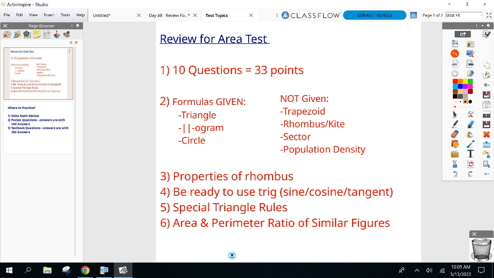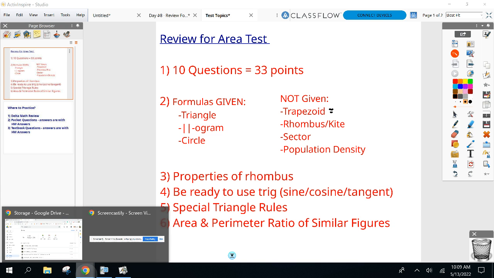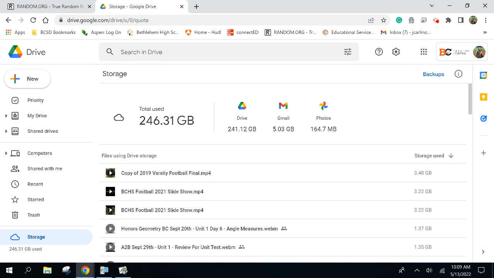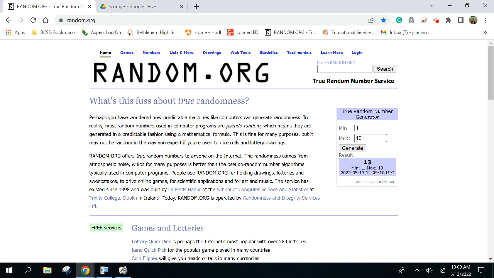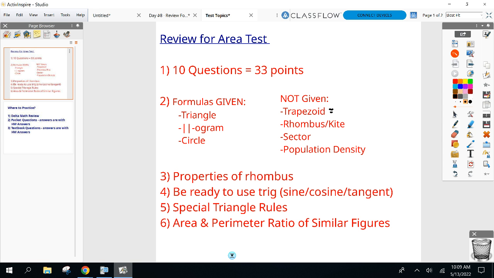There are 4 that are not on the sheet that I want to go over with you right now that will be on the test Monday. First one, trapezoid. All right, trapezoid. Let's start that one here. Number 13, trapezoid formula. Half of the height times base 1 plus base 2. Good. And again, these are not on the formula sheet.